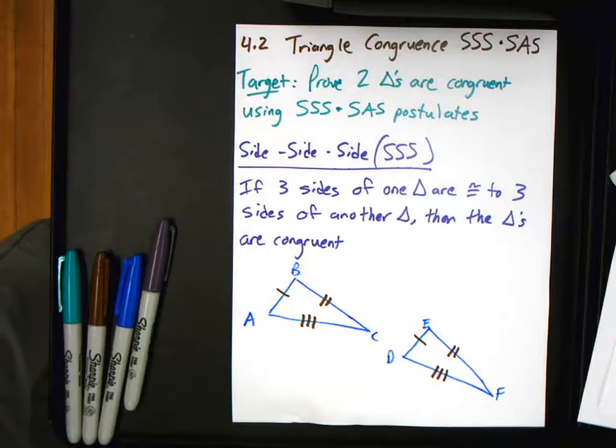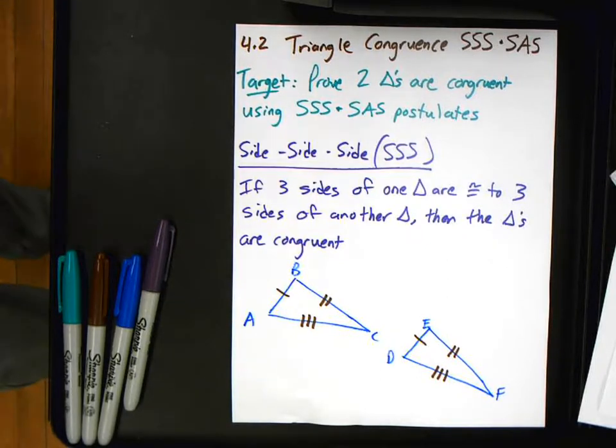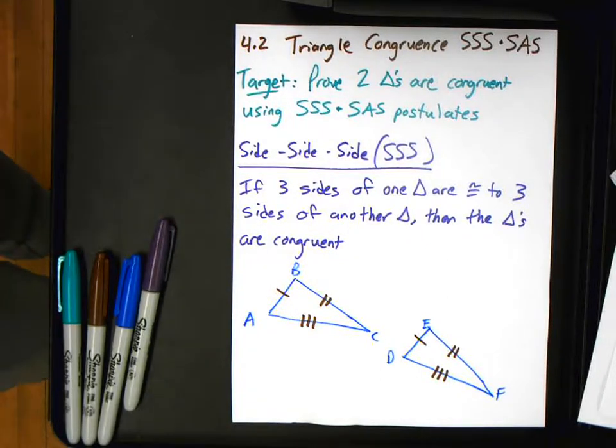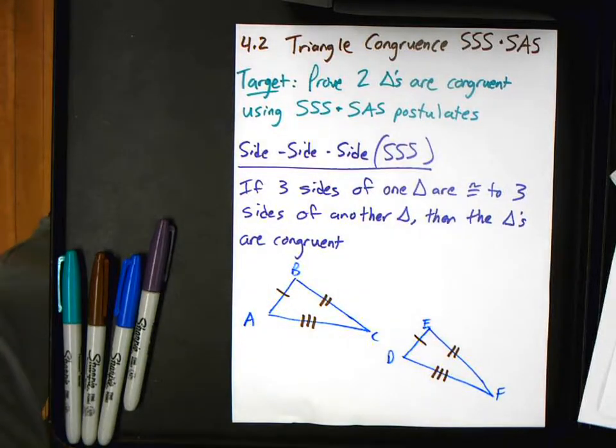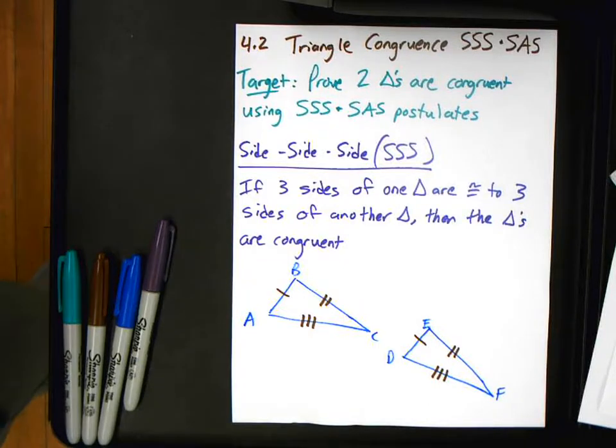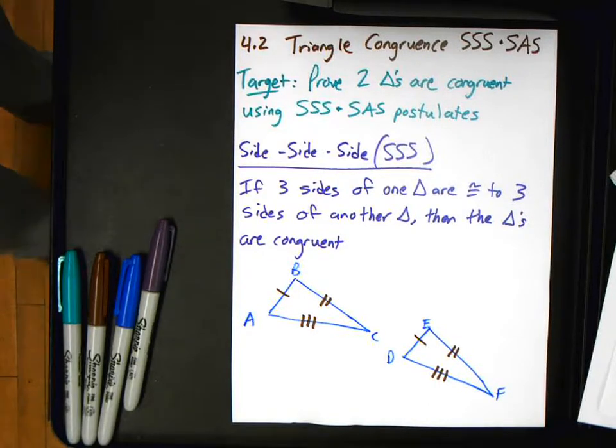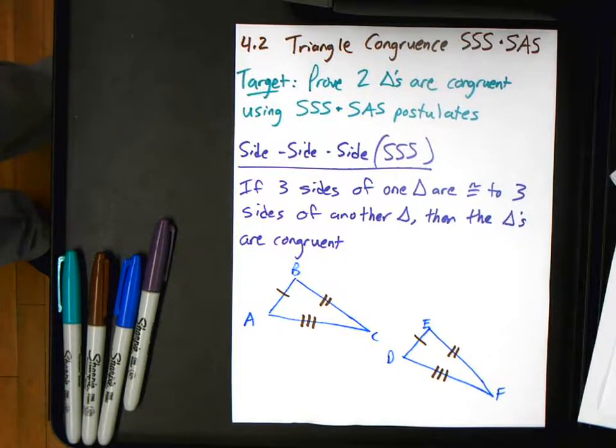Hello, this video is on section 4.2, which is triangle congruence: side, side, side, and side angle side. That is what each of those three letters stand for. The target is to prove two triangles are congruent using the side, side, side, and side angle side postulates. So we're looking at two different triangles, and we're using these theorems or postulates in order to prove that they are congruent to each other.